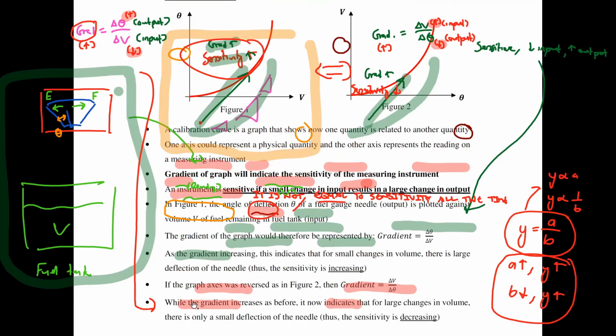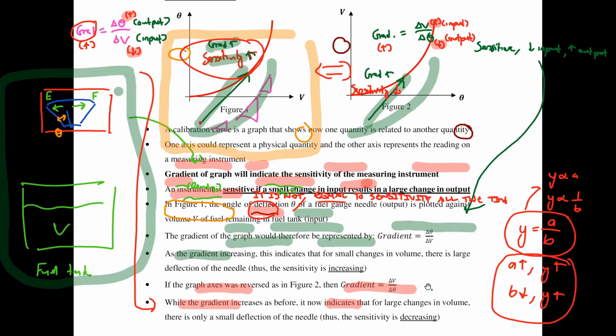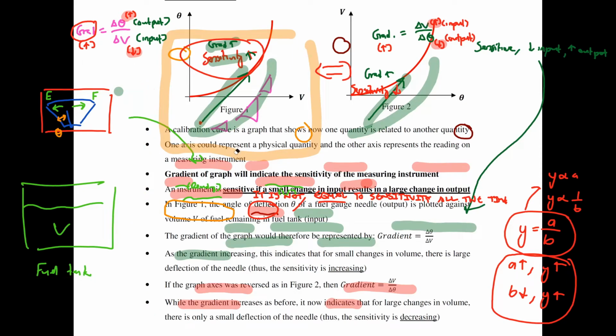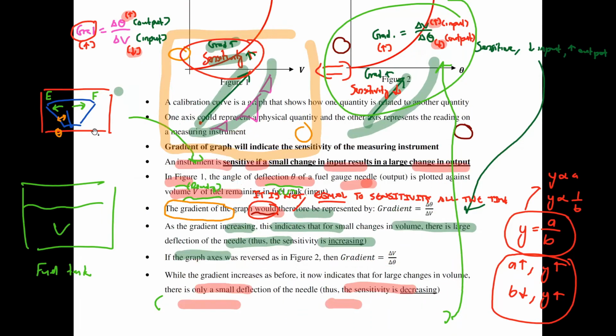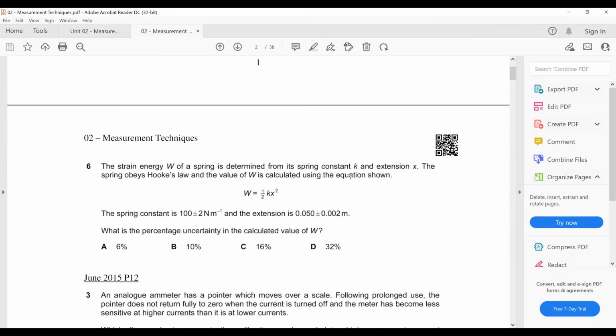So like in your case here just now, I told you when the gradient increases as before, it now indicates that for large changes in volume, there's only small deflection of the needle. Thus, sensitivity is decreasing. This part here is already explained by this part. Okay, so this is sensitivity. Okay, so let's just start with something simple first.